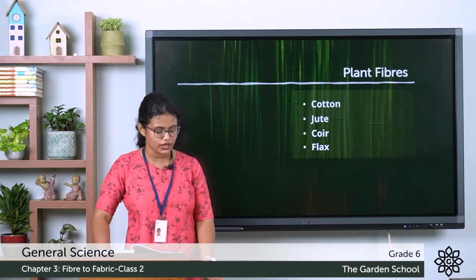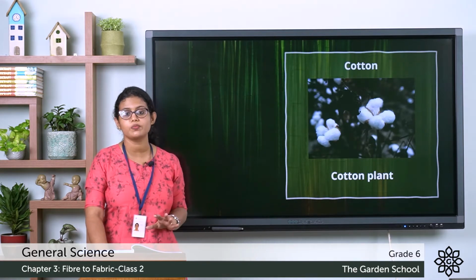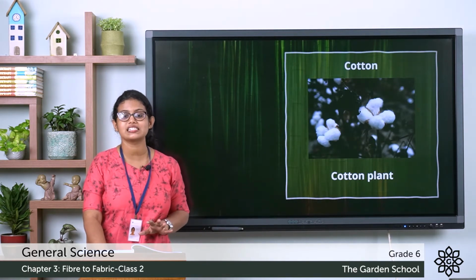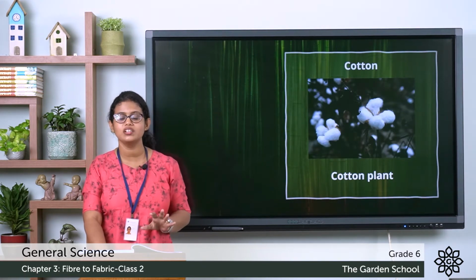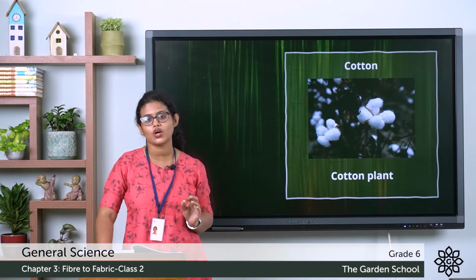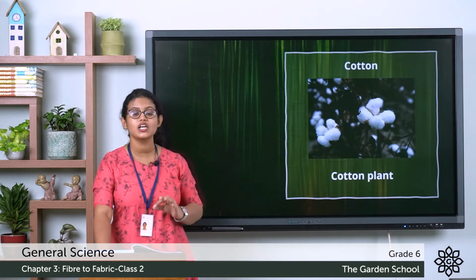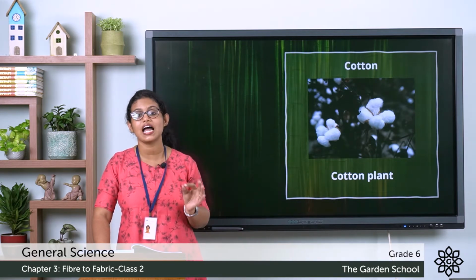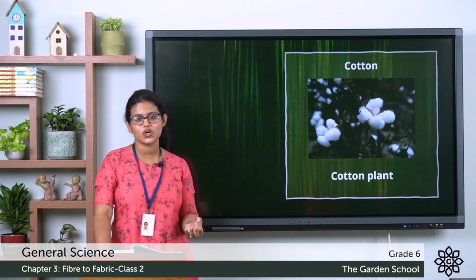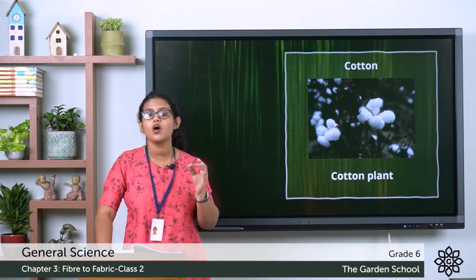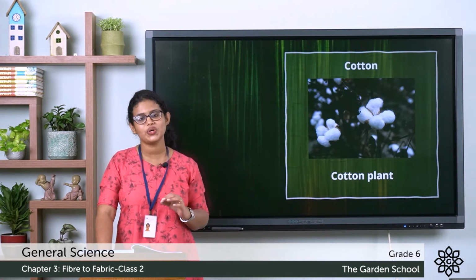So which is the first one? The first one is cotton. So cotton is obtained from which plant? It is the cotton plant. And do you know which soil is suitable for the growth of cotton plant? It is the black soil. So cotton plant grows in the field that is having which type of soil? Black soil. And the cotton plant requires warm climate. It requires warm climate in order to grow.